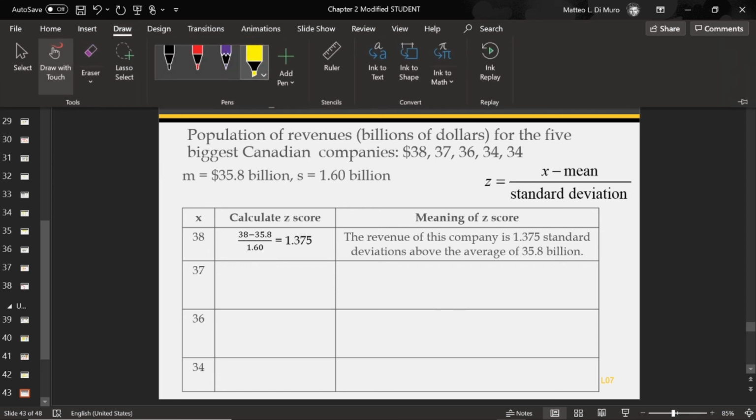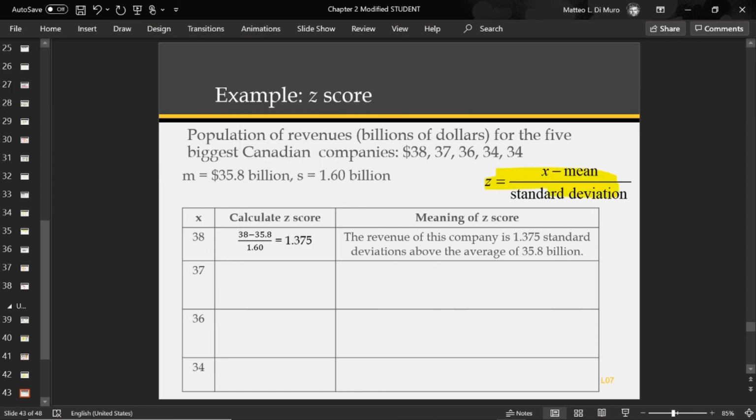So on this slide, I have a question. I rewrote the formula here. Again, you have it on your formula sheet. What do we have? A population of revenues in billions of dollars for 5 of the biggest Canadian companies. So 38 billion, 37 billion, et cetera, and they have gone ahead and given us the mean, and they've given us the standard deviation here. So we're just calculating the z-score.